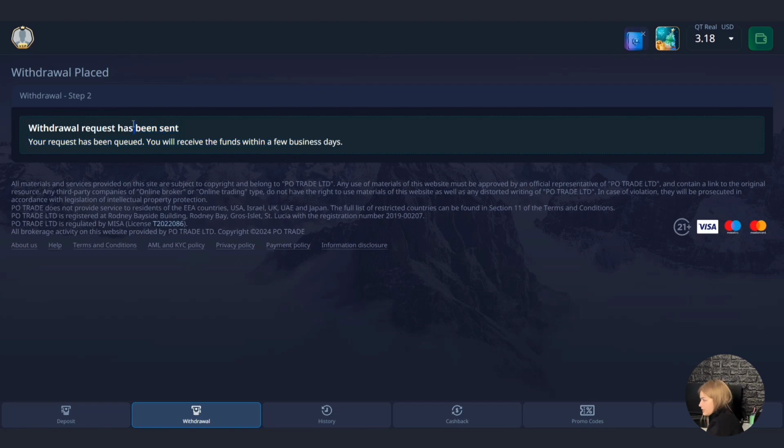This means that in the near future, it will be reviewed by the finance department of the Pocket Option platform. Accordingly, immediately after that, this amount will be credited to my bank card. And as you can see, there's nothing complicated about that. Everything is simple and easy.